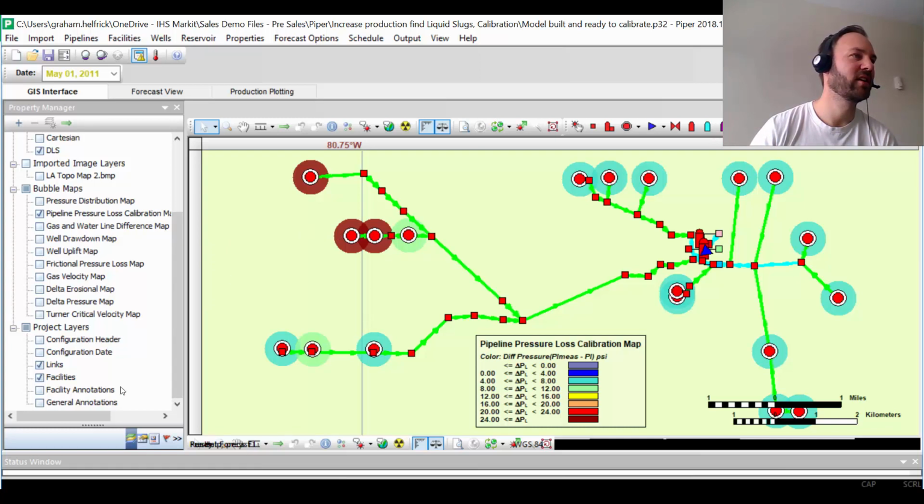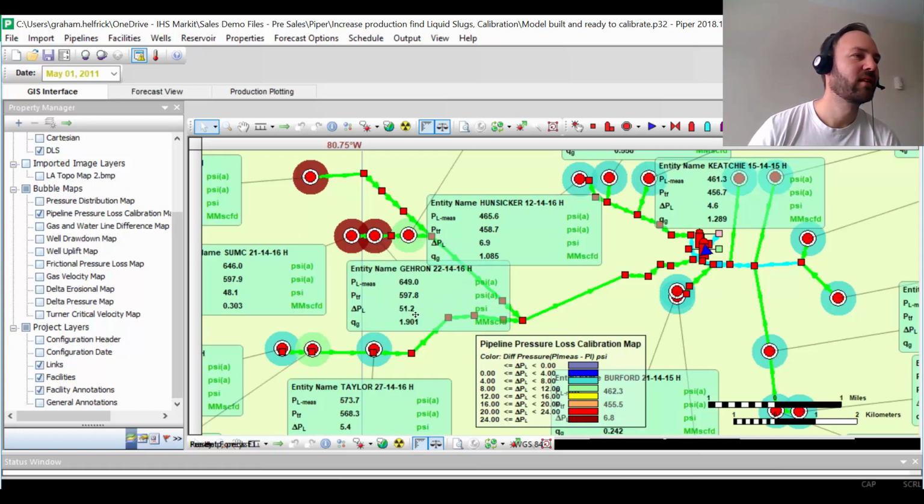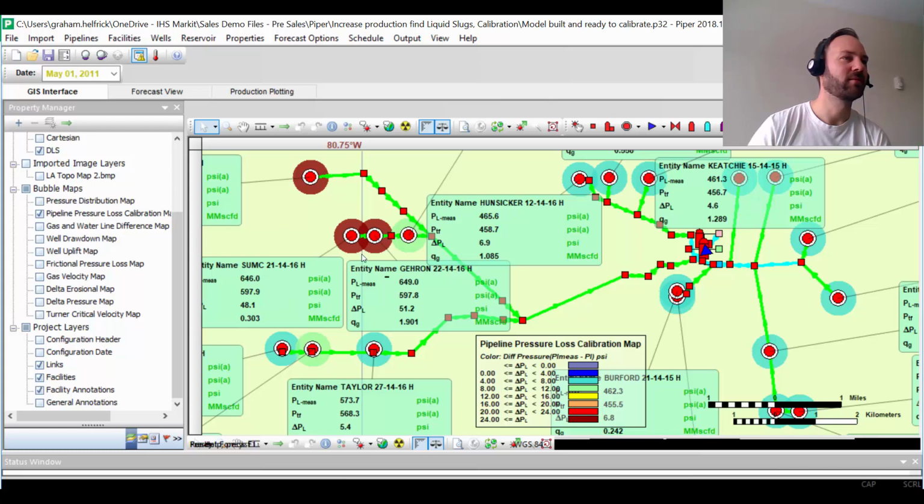So for these wells over here, we can see that for this particular well, we're predicting only 600 pounds, but we're measuring 650 pounds at the actual well. So for some reason, there's an extra 50 pounds of wellhead pressure at this well that can't be explained through normal pressure loss calculations, okay? And the same is for these wells here, okay?